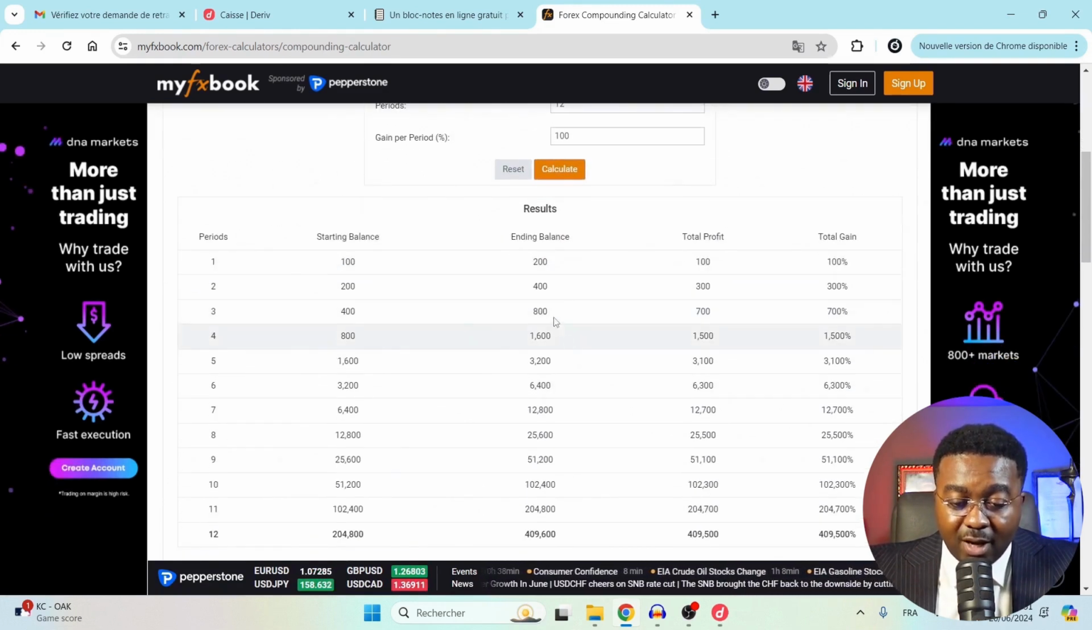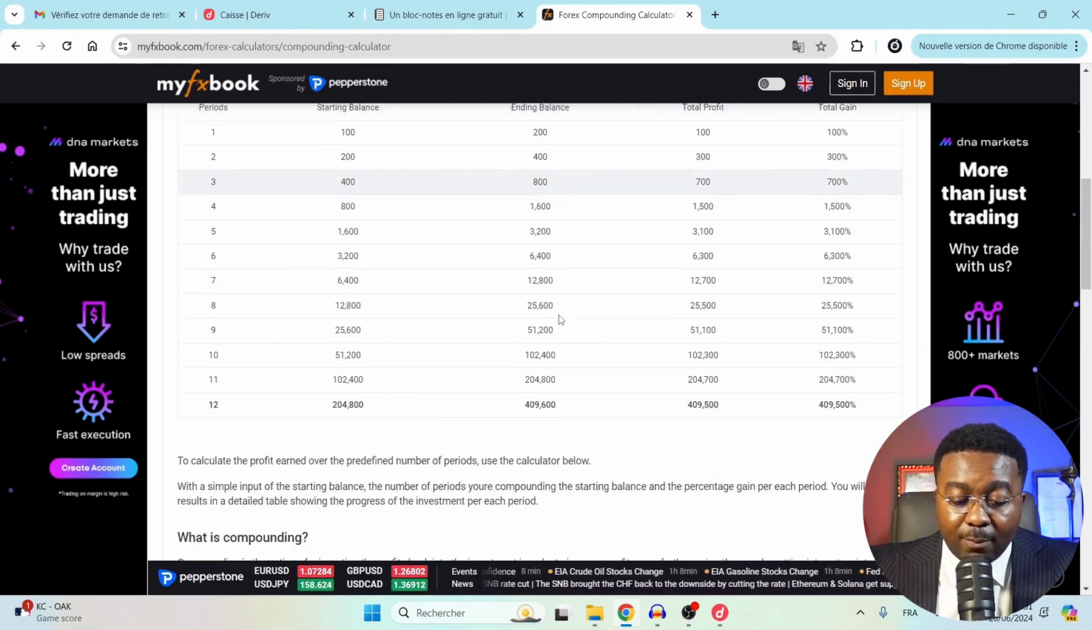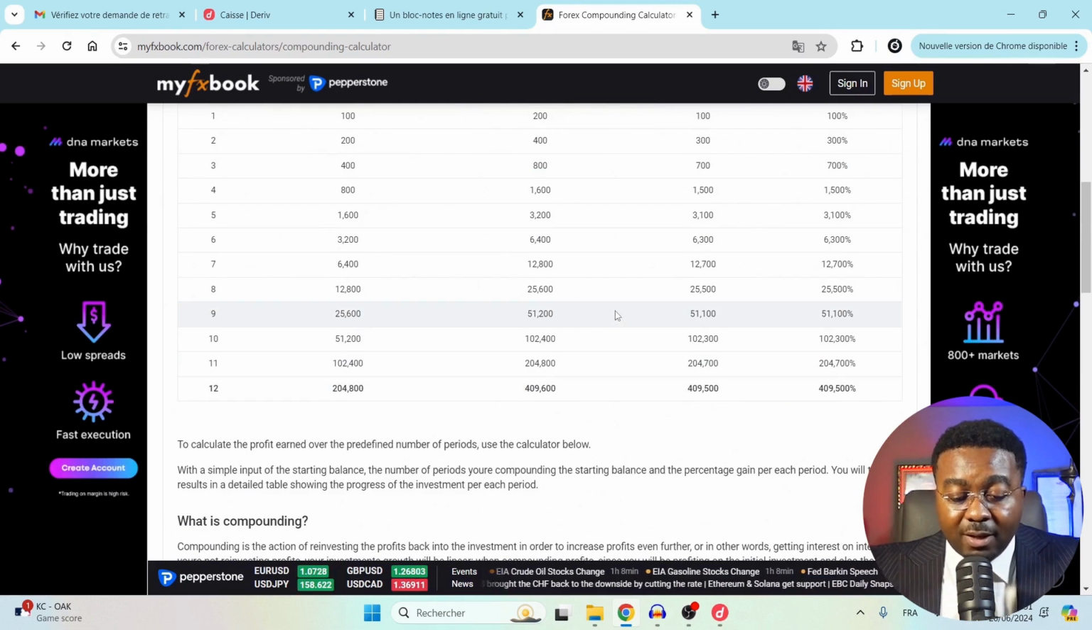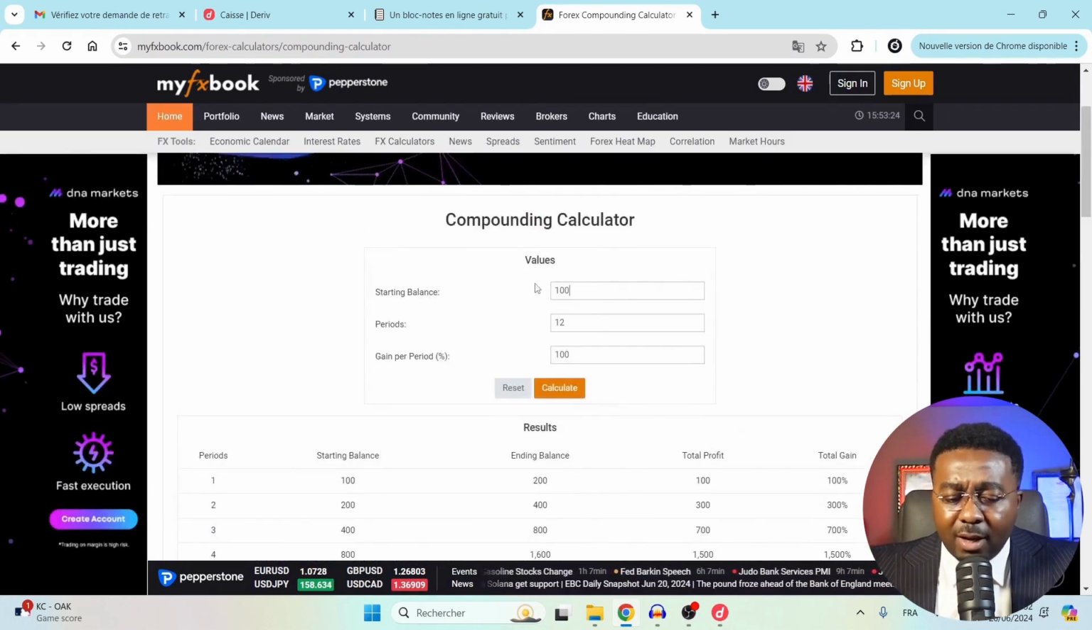In the second month, your account will be at 400. In the third month, at 500. We go up, we go up, we go up. And in the 12th month, your account is at $409.01. Even with $100, it's small.